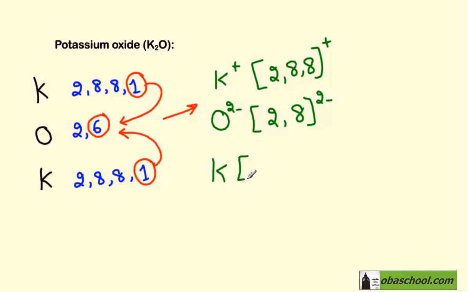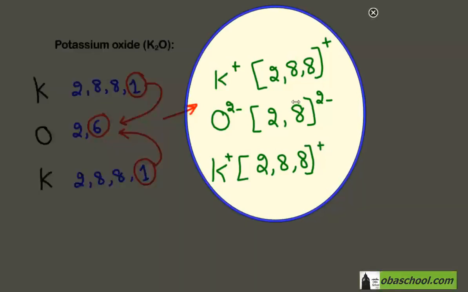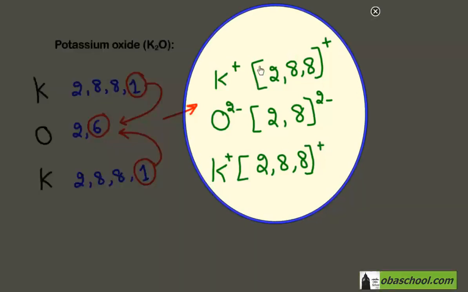The second potassium is the same as the first. It lost 1 electron, so it's K+, and the electrons are now 2, 8, 8, occupying 3 energy levels. This is the result of electron transfer from potassium to oxygen. Each potassium atom lost 1 electron, and oxygen gained both electrons, and this transfer of electrons forms the ionic bond of potassium oxide, K2O.